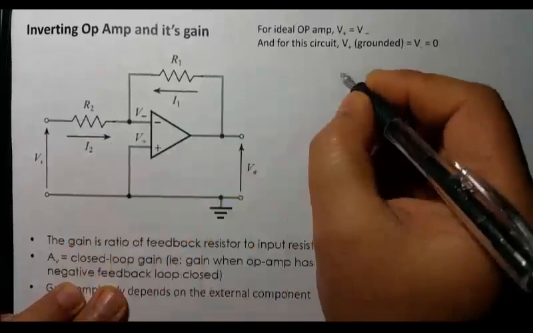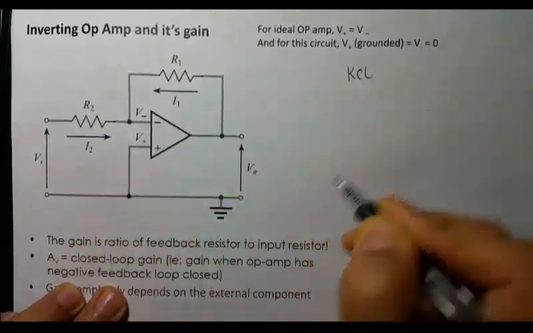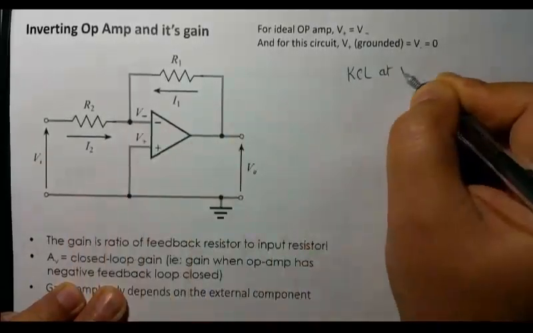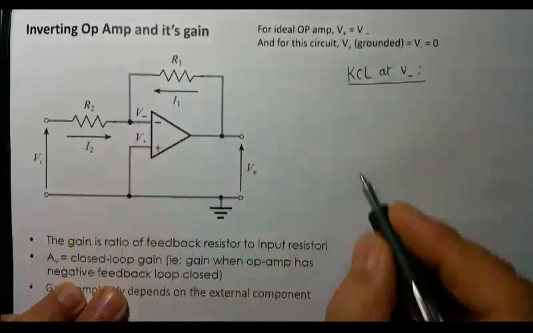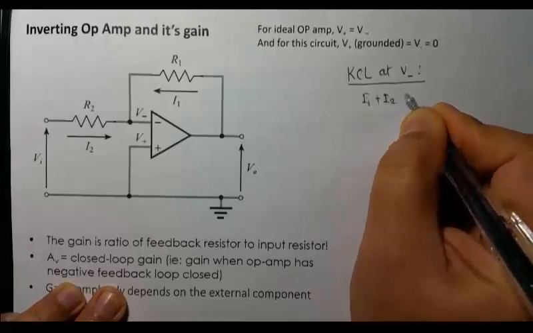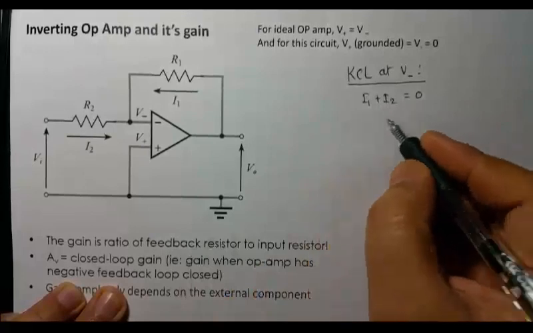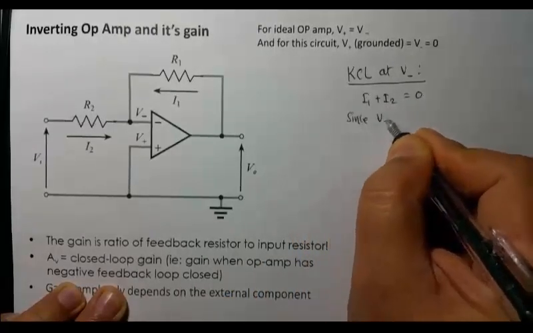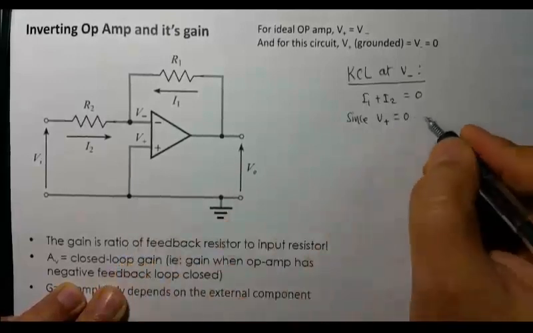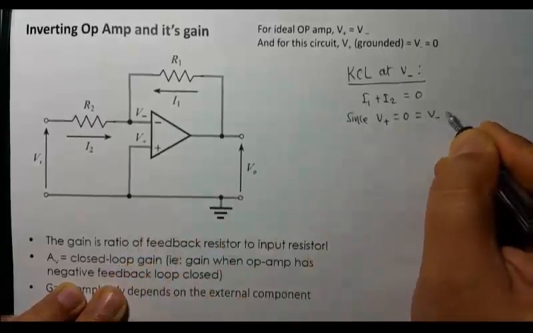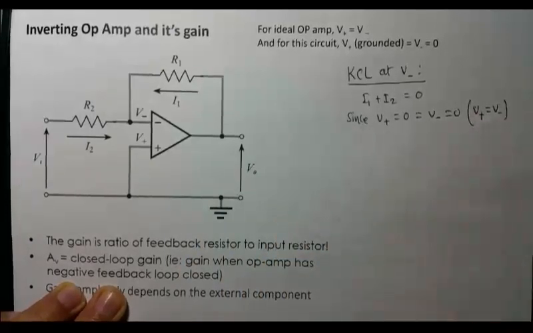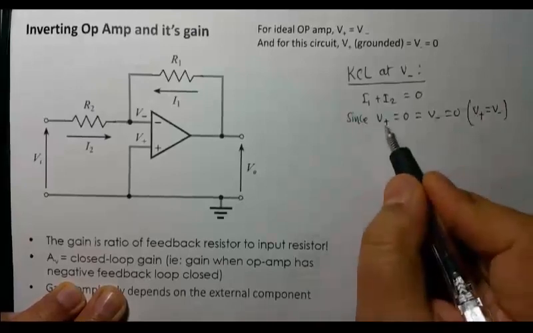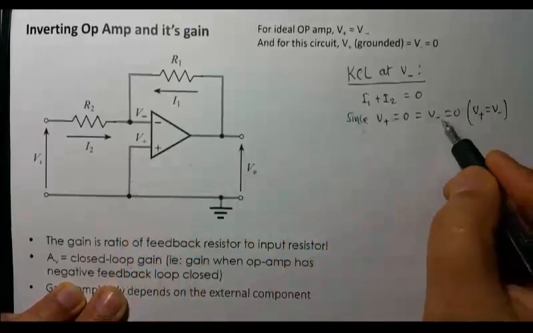So I can apply KCL, Kirchhoff's current law, at this node, V minus, at the inverting input. As you can see, there are only two currents, so I1 plus I2 is equal to 0, right? But since V plus is connected to the ground, that will force V minus to also equal 0. Why? Because in an OpAmp, from the OpAmp golden rule, we know that V plus has to be equal to V minus for a stable OpAmp. So since V plus is connected to the ground, V minus has to be ground.